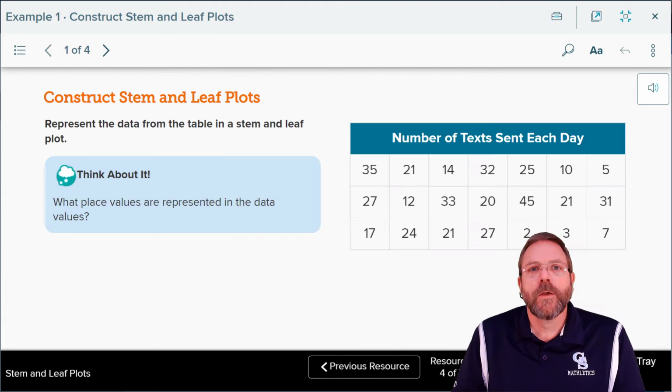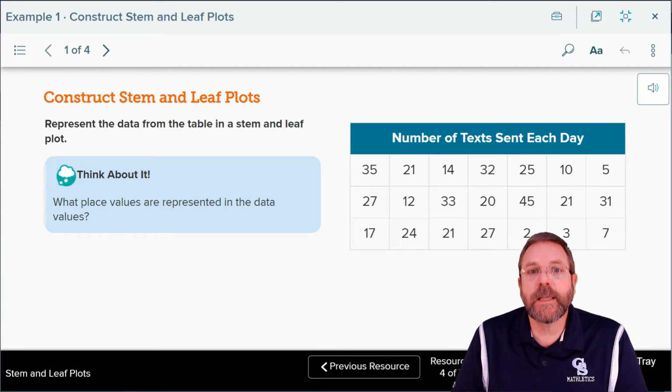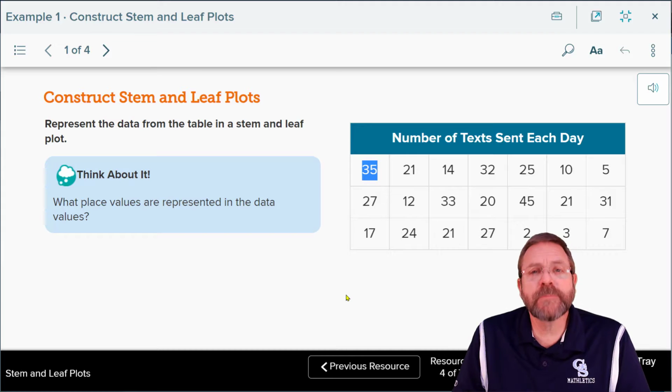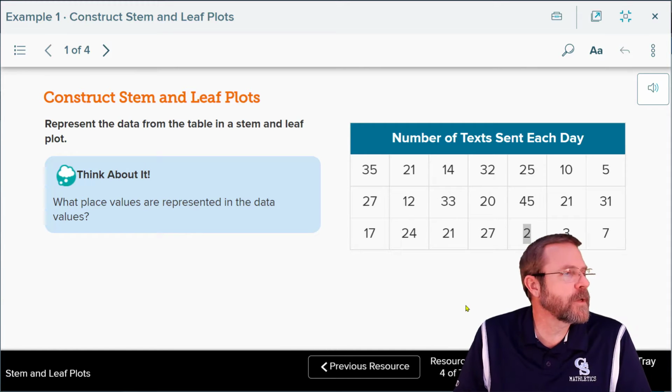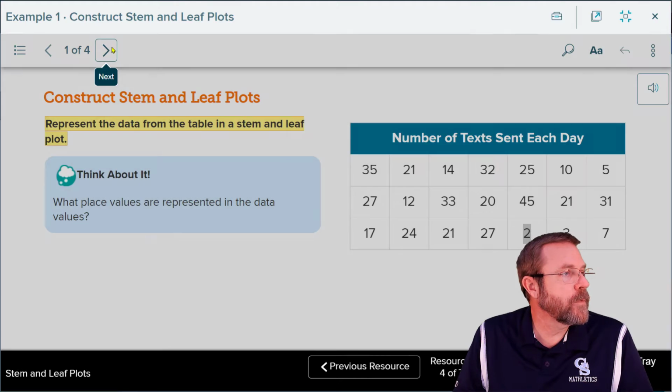So here we have a chart that shows the number of texts in each day by different people, or maybe it's a whole bunch of days by one person. I'm sitting here just looking at the data, and I'm betting that person is probably going to be a teenager, although that number probably needs to add a 0 or 2 behind it. And this is going to be some old fogey like me. I text my wife, occasionally I text my kids, but I just don't have that many people I care to text. They want us to represent the data from the table into a stem and leaf plot, and we're going to learn how to do that in this lesson, or this slide set.